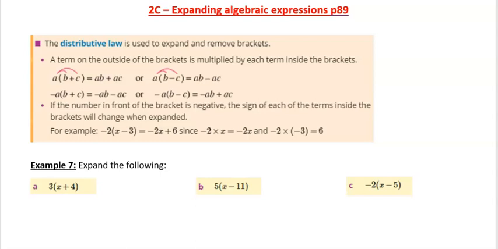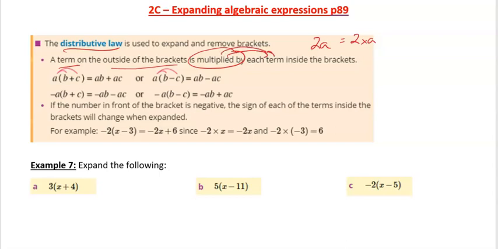Okay, in algebra we sometimes see things grouped in brackets with a number or pronumeral in front of them, or both. So the distributive law helps us to expand and remove those brackets. A term on the outside of the brackets means it's being multiplied, because remember, if we had two things next to each other, that is the same as 2 times a. Well, we can do that with brackets as well, and it's multiplied by each term inside those brackets.